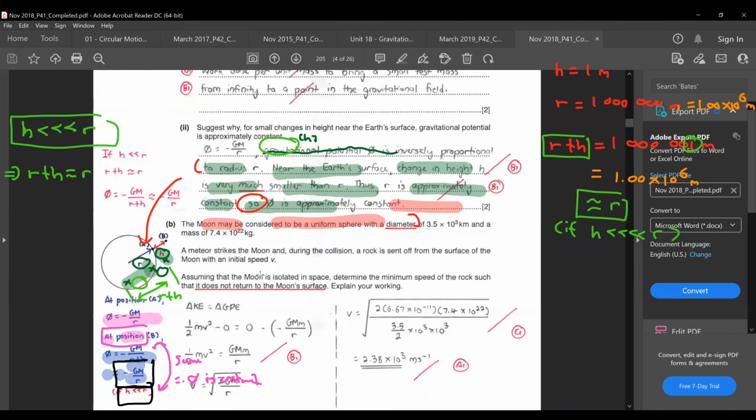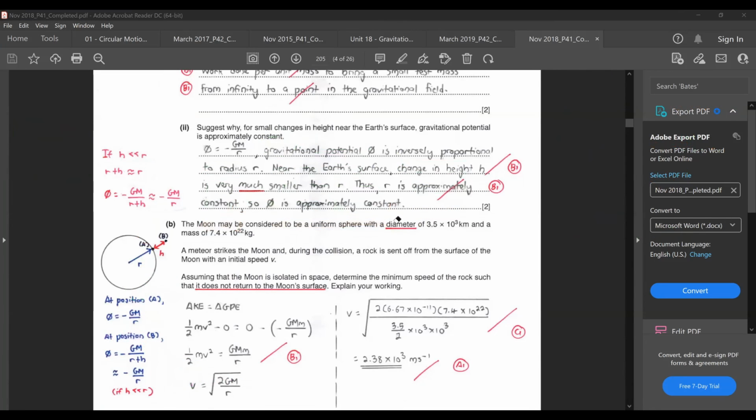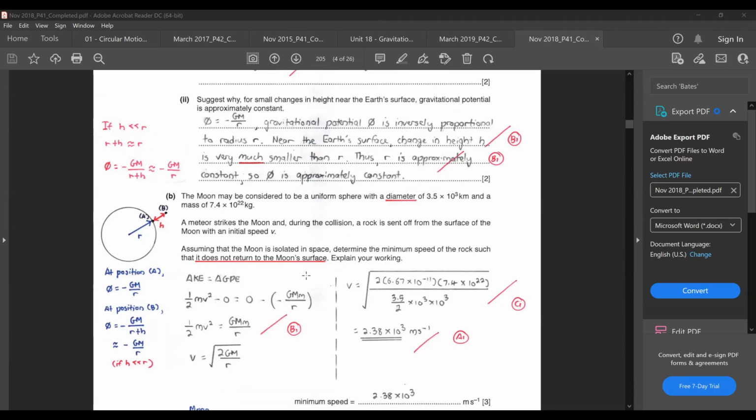All right, now for part B, this one is talking about escape speed, which we just did towards the end of the last lesson. The question says the moon may be considered to be a uniform sphere with a diameter of 3.5 times 10 power 3 kilometer and a mass of 7.4 times 10 power 22 kg. A meteor strikes the moon, and during the collision, a rock is sent off from the surface of the moon with an initial speed v. Assuming that the moon is isolated in space, determine the minimum speed of the rock such that it does not return to the moon's surface.